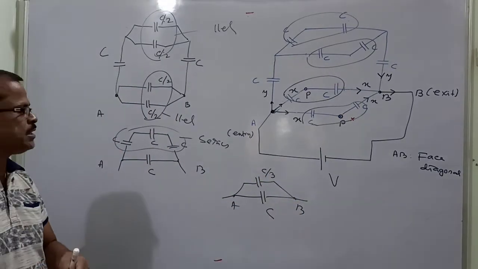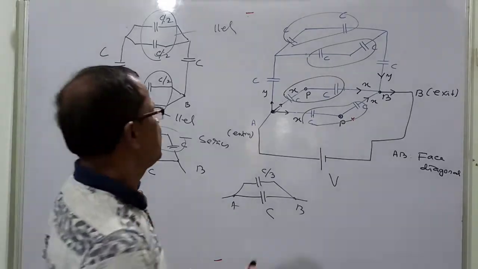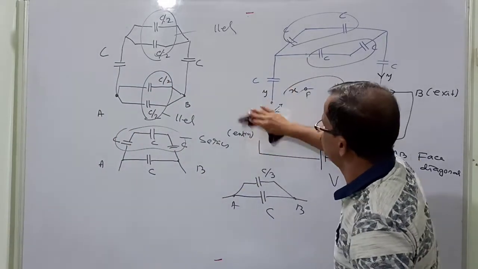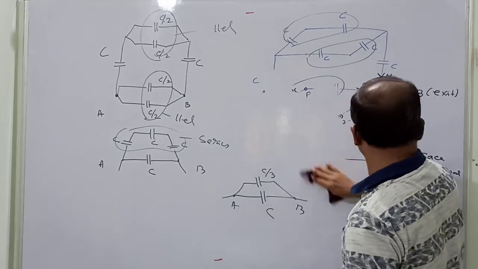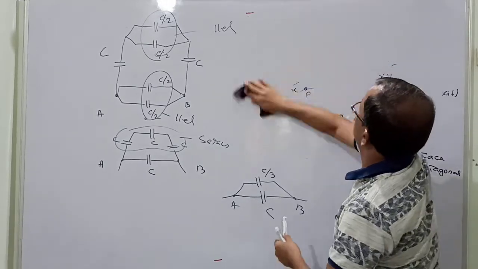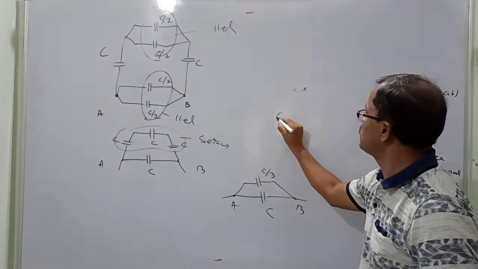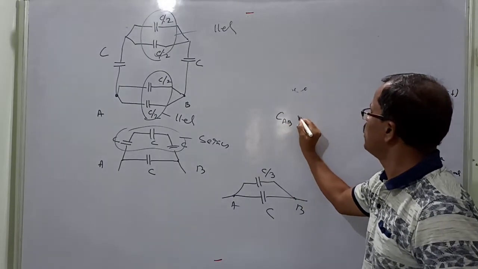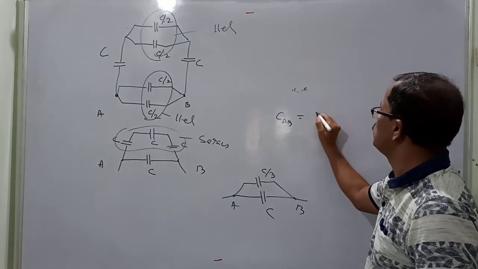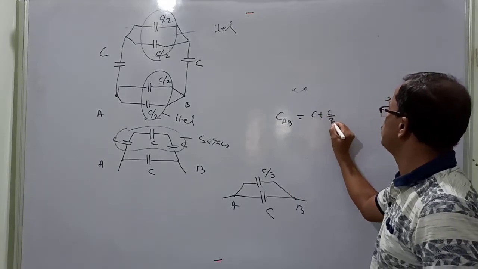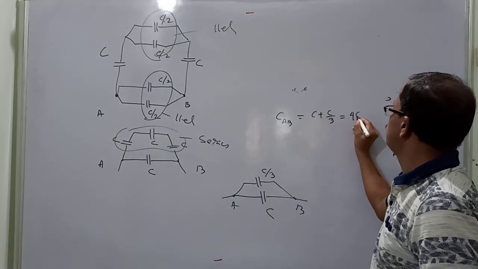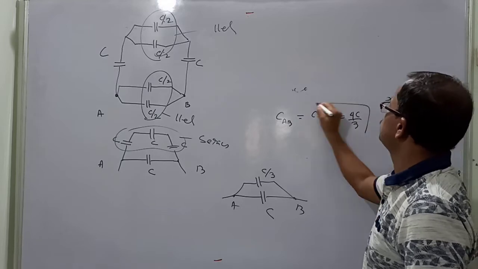Now the net capacitance between the point A and B. Now I am reaching the solution. So now the net capacitance between the point A and B, they are parallel. So the net capacitance between the point A and B is how much? They are parallel, so it will be C plus C by 3. It is equal to 4C by 3. So that is what I have written.